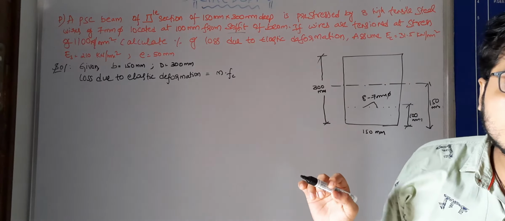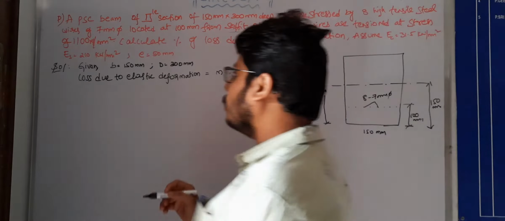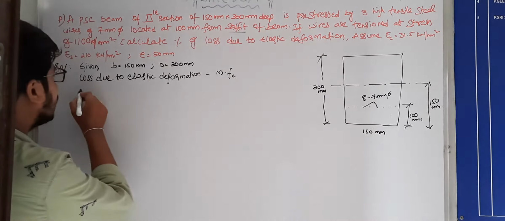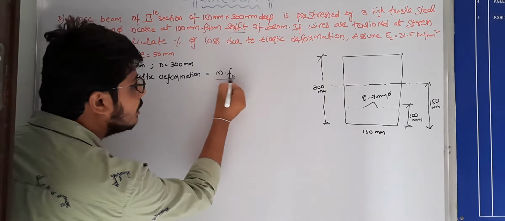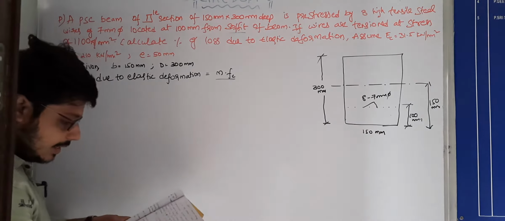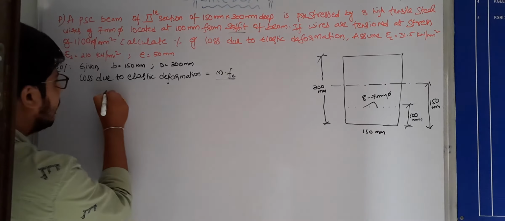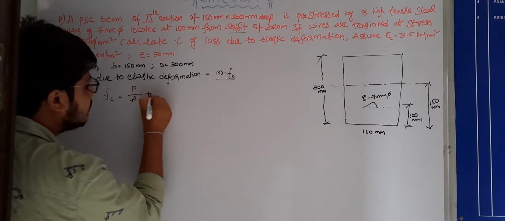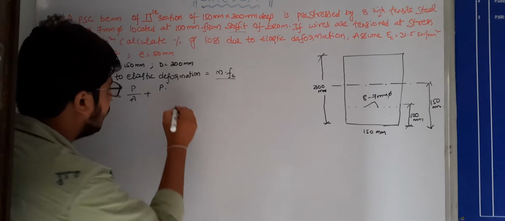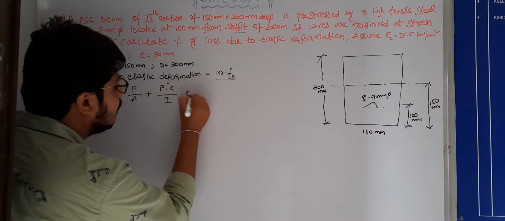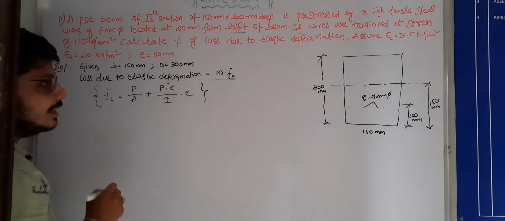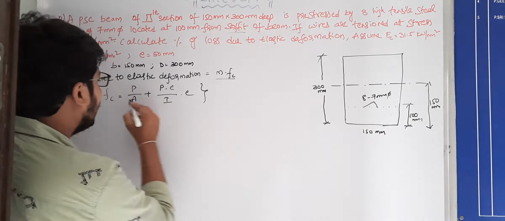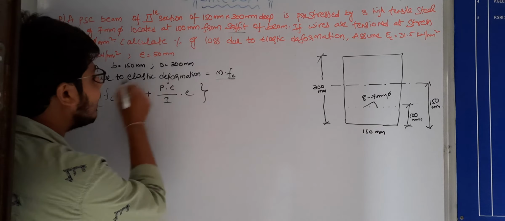Okay, so now we will do the problem. Given b is equal to 150 mm and D is equal to 300 mm. So the loss due to deformation is given by the formula m into fc. First we should calculate fc. Already we know fc is equal to P by A plus P into e by I into e. So this is the formula for fc: P by A plus P into e by I into eccentricity. We should know all the parameters.